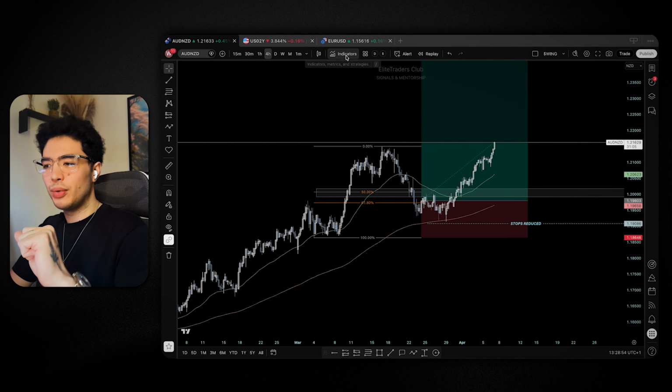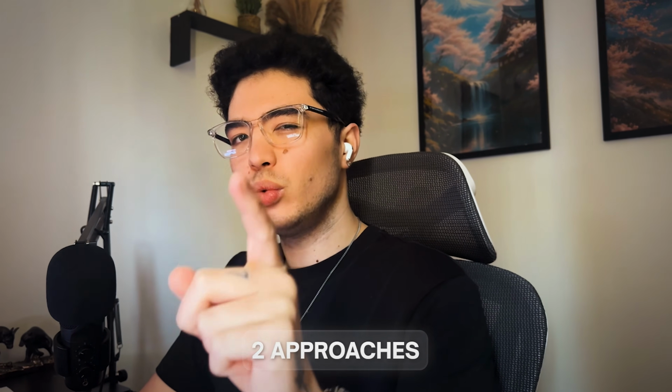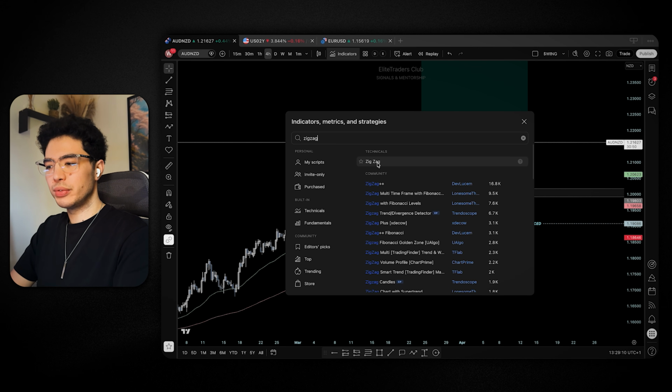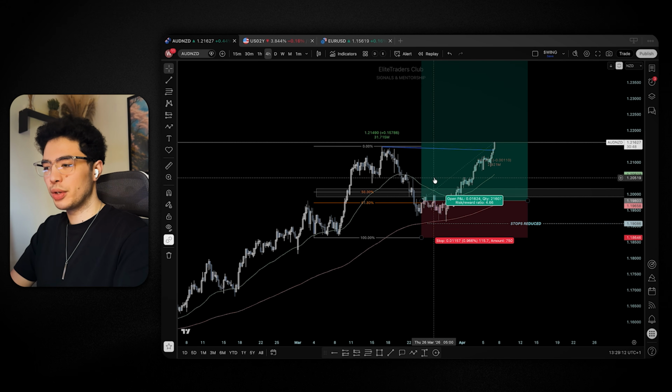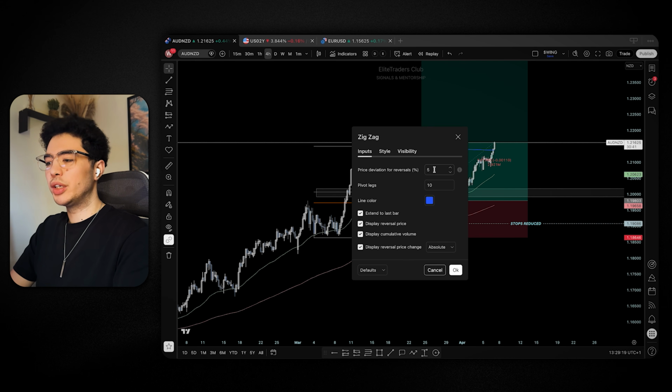What we want to do to identify swing highs and lows in real markets, there are two approaches. The first approach is you go to indicators, and in the search bar, you type in zigzag. And you will see on technicals, you'll just see it here. Very simple, very straightforward. On your chart, it will look pretty useless. It doesn't really give us anything. So if we double click it, we can change the settings. This is very, very important.